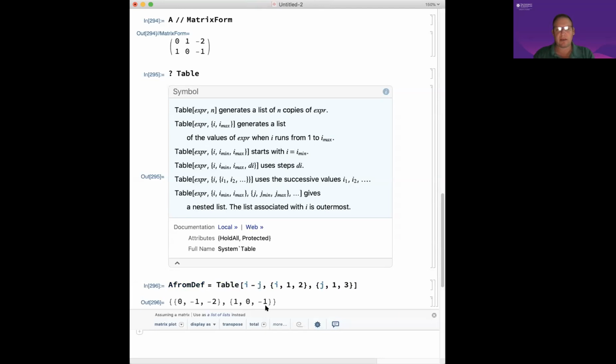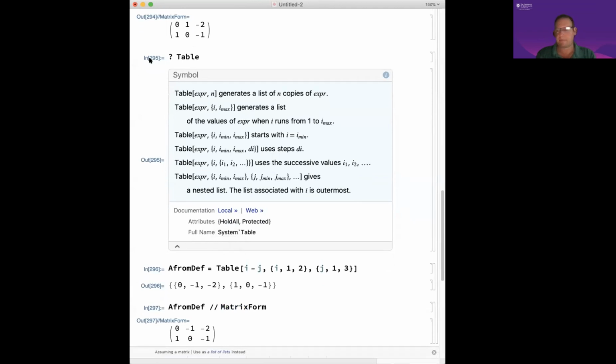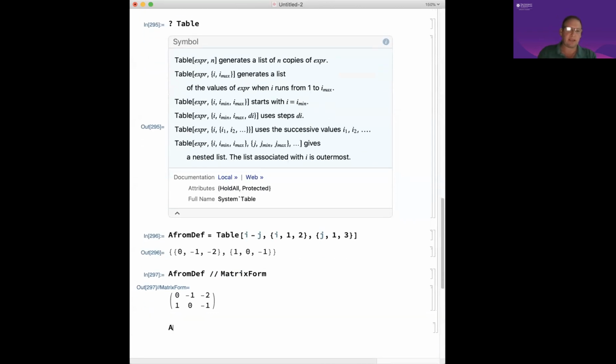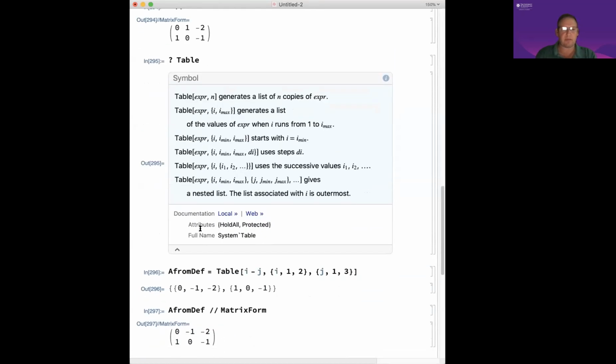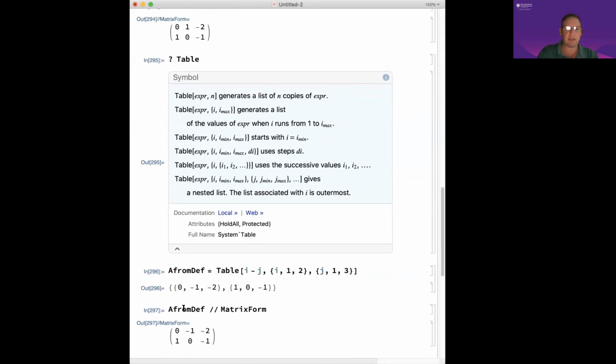And what I got here was A from def, which if I look at it in matrix form, you can see it agrees with A. Okay, it agrees with A. Now I can ask A equals A from def, and I get a false. Why do I get a false? I'm not sure. But these two, A from def and A, are the same.